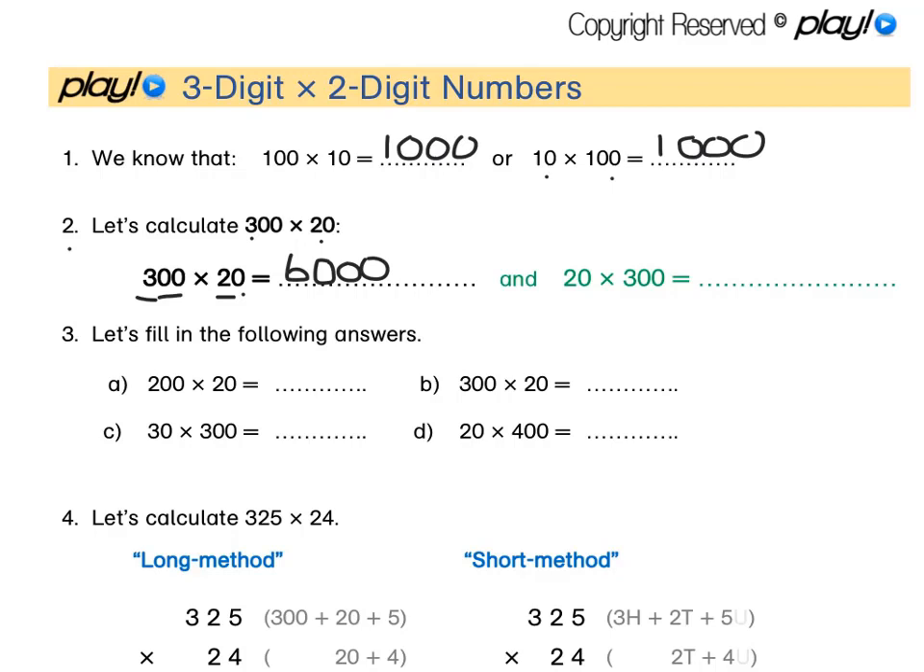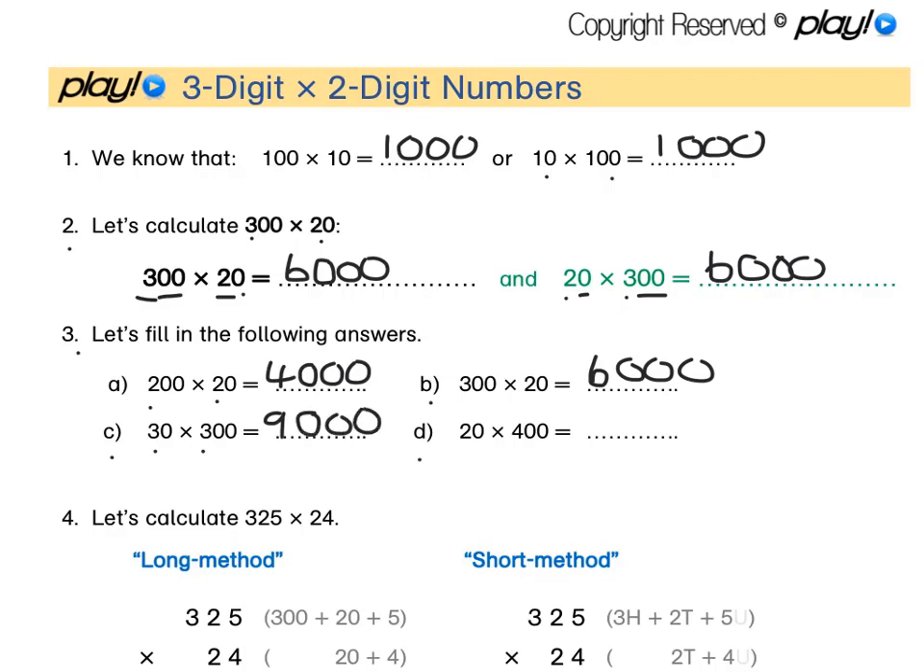Other way around, 2 times 3 is 6. And 10 times 100 is 1000. We get 6,000 again. So for 3, 200 times 2 will give 4, then times 1,000 is 4,000. B, we know that this is 6,000. For C, 3 times 3 is 9, times 1,000 is 9,000. And D, we get 8,000.